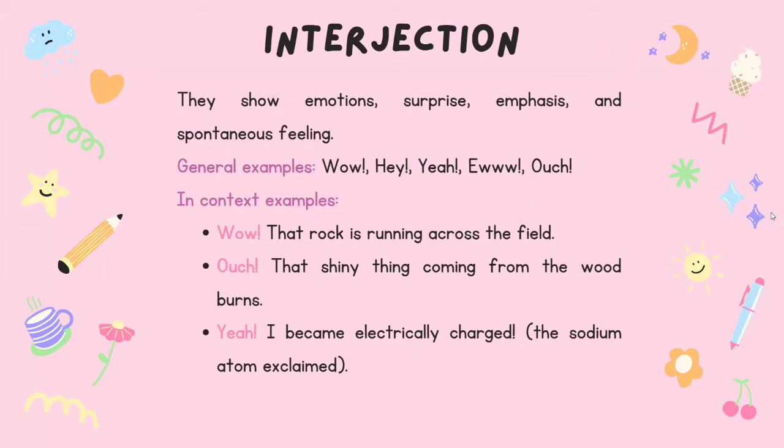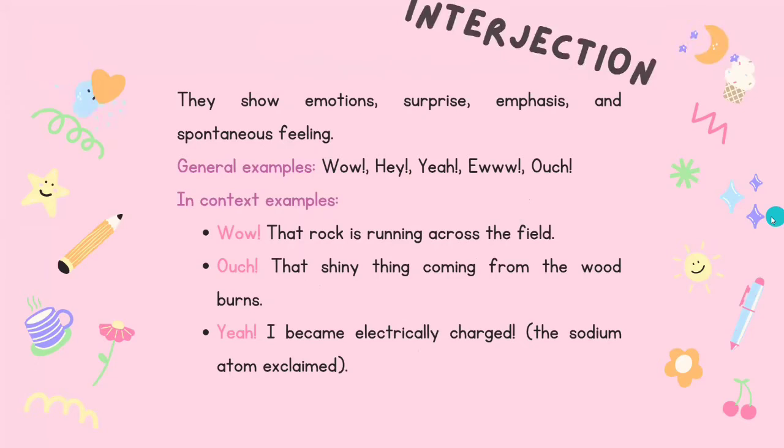Interjections. They show emotion, surprise, emphasis, and spontaneous feeling. General examples: wow, hey, yeah, ew, ouch. In context examples: Wow, that rock is running across the field. Ouch, that shiny thing coming from the woods burns. Yeah, I became electrically charged. The study madam exclaimed.